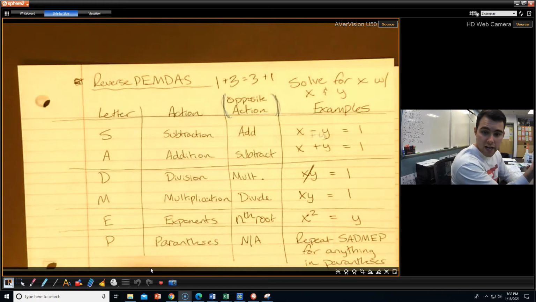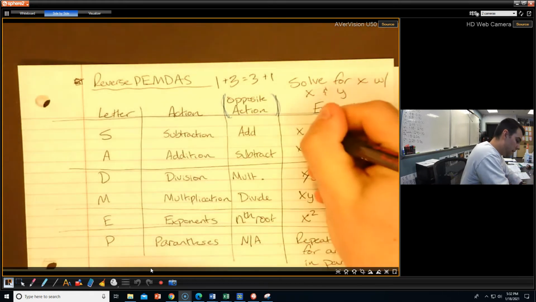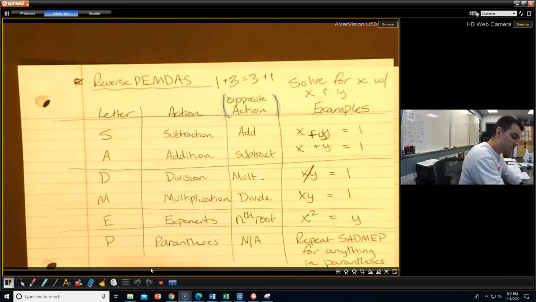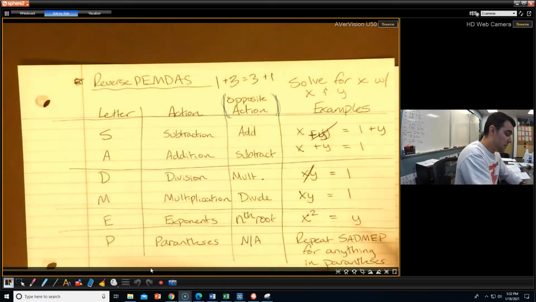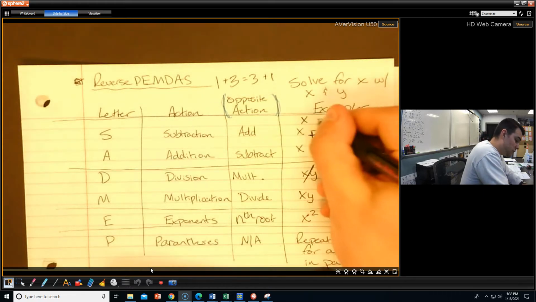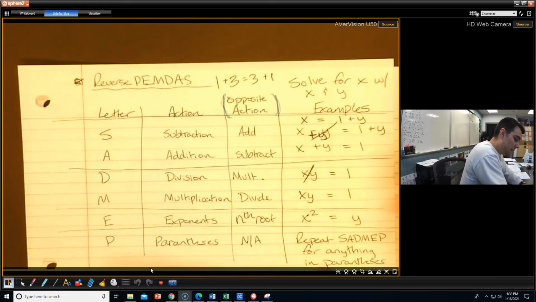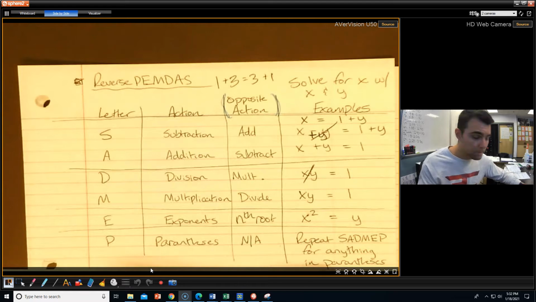And what I do to one side, that's a horrible color, you can't even see that. I'm going to add y here. And what I do to one side, I have to do to the other. So to solve for this, it would be x is equal to 1 plus y. Okay, is what we would get.